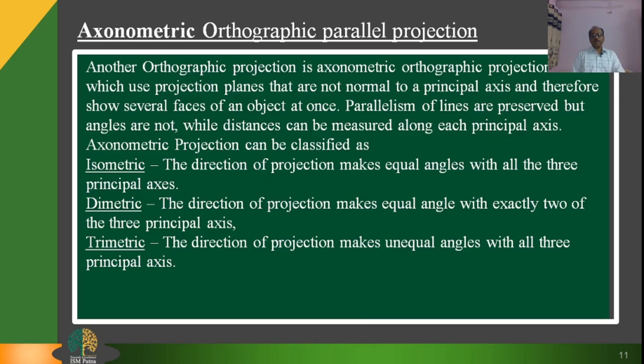Axonometric projection can be classified as isometric, dimetric and trimetric. In isometric, the direction of projection makes equal angles with all three principal axes, whereas in dimetric, the direction of projection makes equal angles with exactly two of the three principal axes, whereas in trimetric, the direction of projection makes unequal angles with all three principal axes.